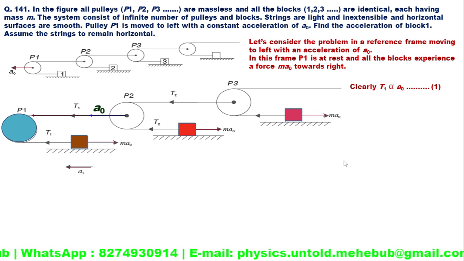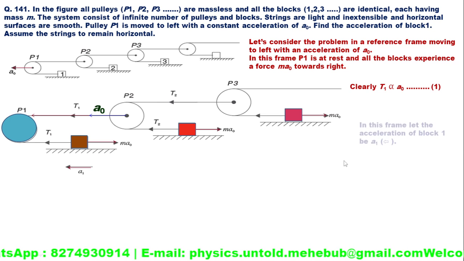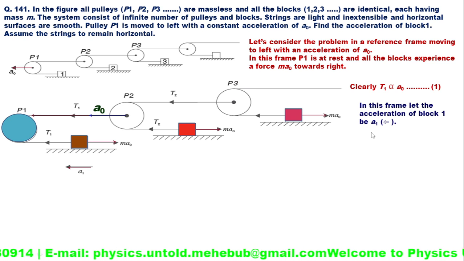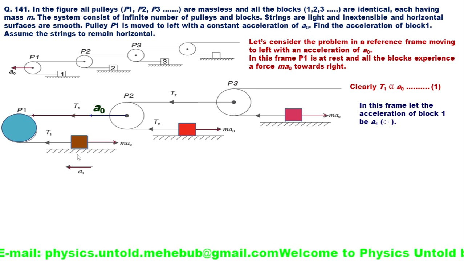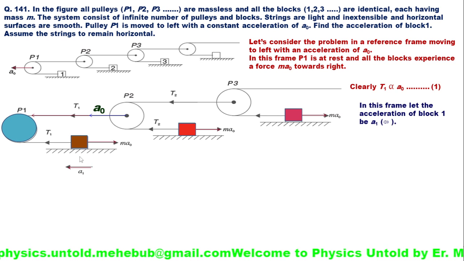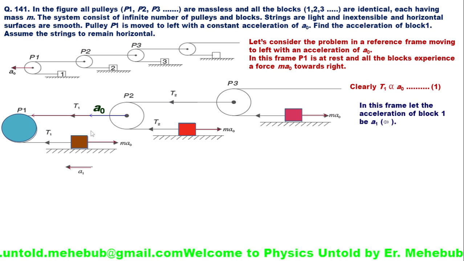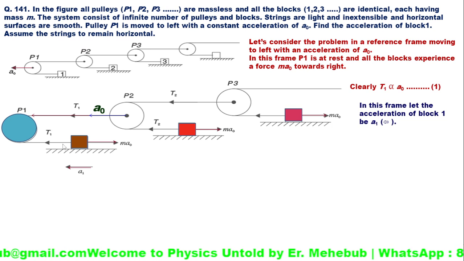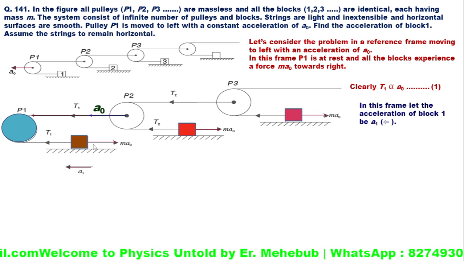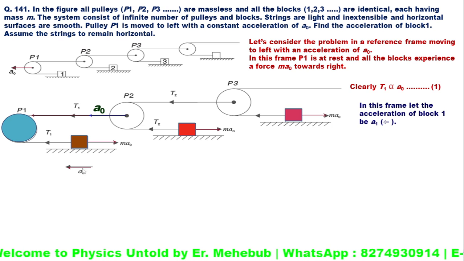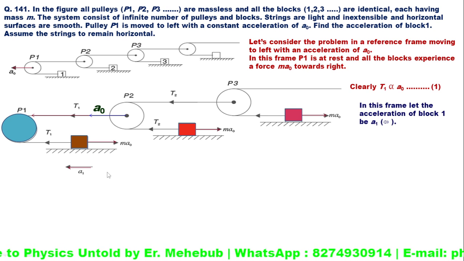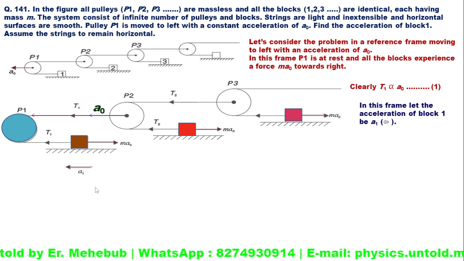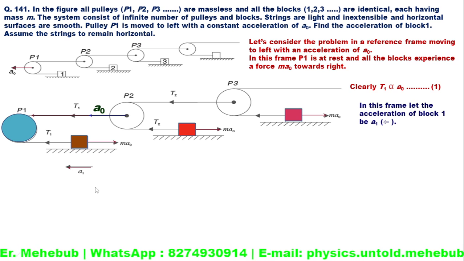Now, if the block in this frame, let the acceleration of block 1 be a1 in the leftward direction. So here is our block number 1, which is accelerating with an acceleration a1 in the leftward direction. It is shown in our diagram. So this arrow is indicating the direction of the acceleration of block 1, which is a1, and its direction is towards the left.